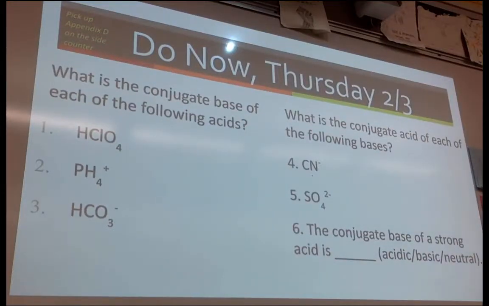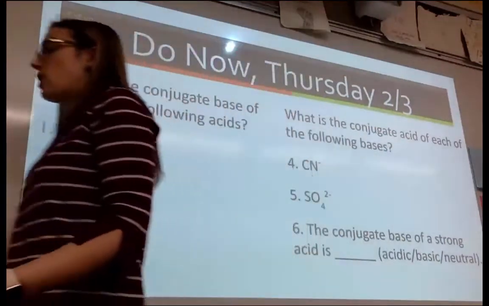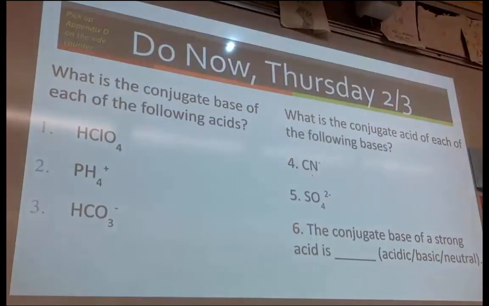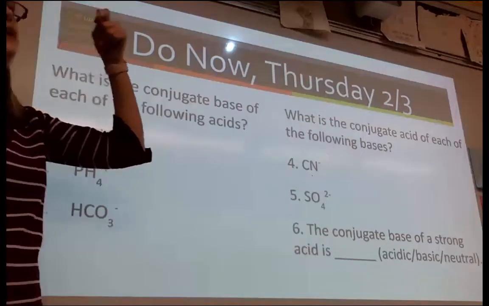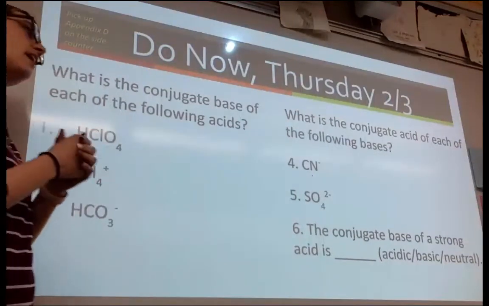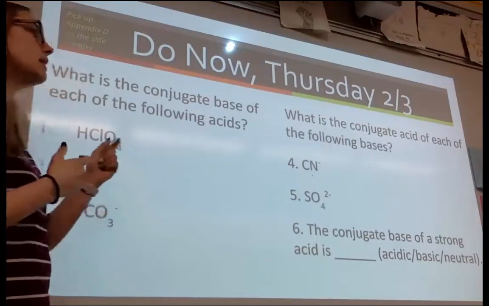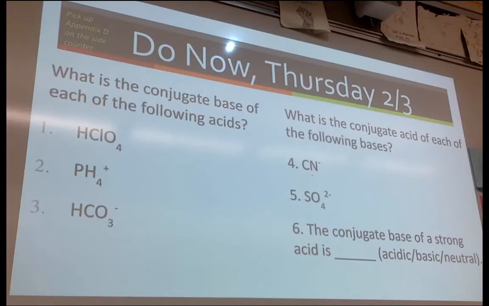Your do now sheets, having the notes packet out will be useful as well. What we're going to do for the do now is review some things with conjugate acids and bases and looking at the strength. And then on the side counter is a pink sheet. It's Appendix D. You don't need it for today, but you will need it once we start getting into weak acids and weak bases. So I just had it copied. I figured you can pick it up now. You can put it in your binder now so that you have it.